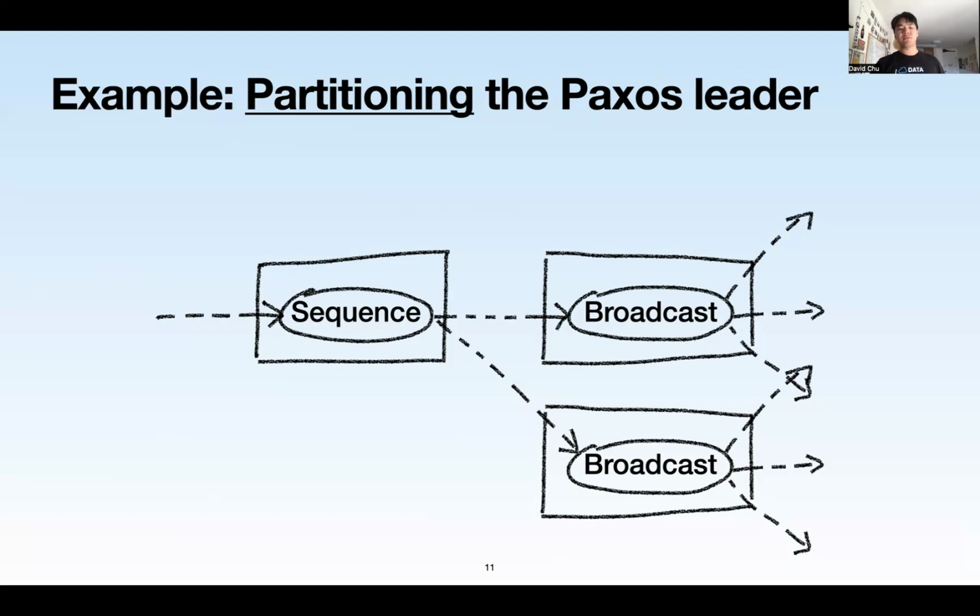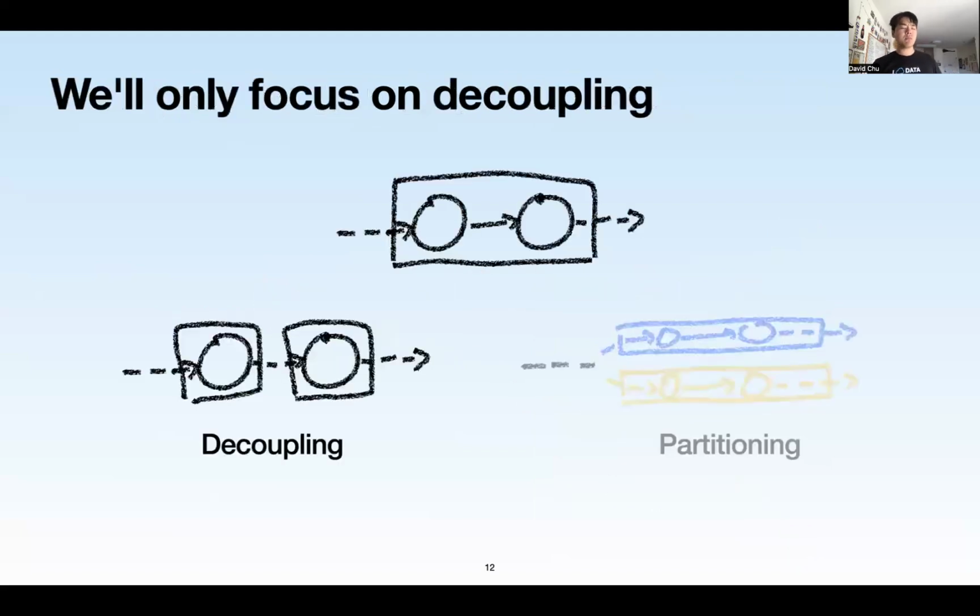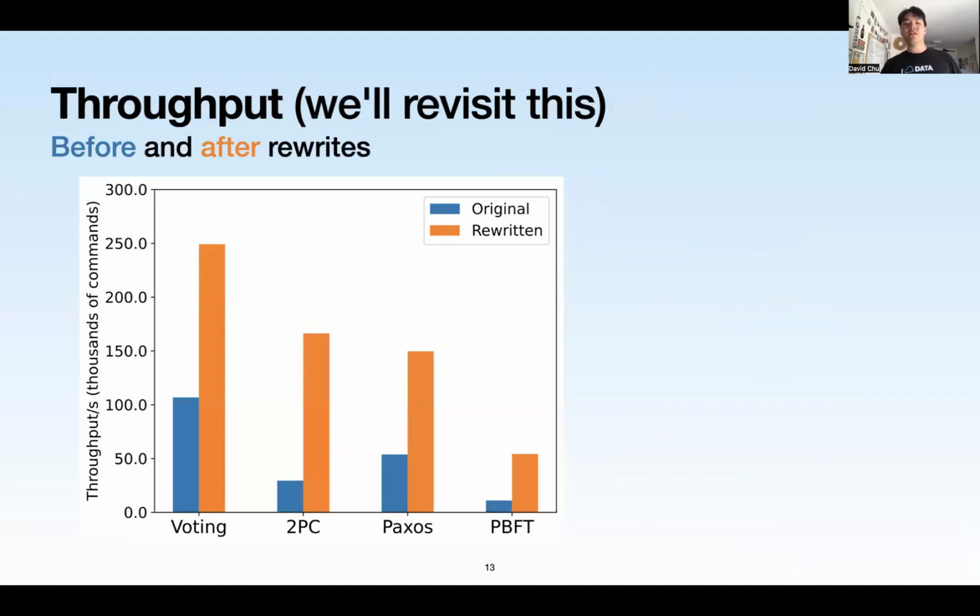Okay, so this is a pretty simple, trivial example of decoupling and partitioning, but we're going to take a look at more complex ones in the rest of this talk. Okay. By the way, we won't have time to talk about partitioning, so we'll just focus on decoupling for the rest of this talk. Now let's take a quick sneak preview of our performance, right?